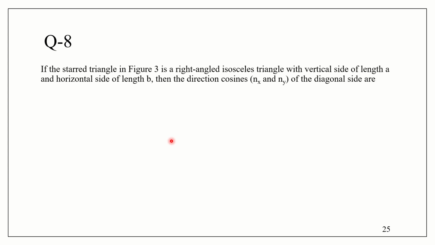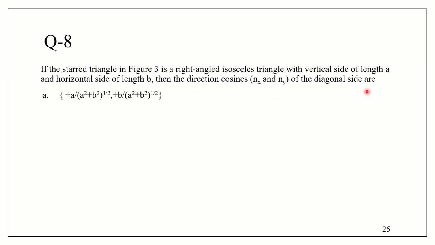Now we'll go to question 8. In question 8 it is asked that if the starred triangle in figure 3 is a right angled isosceles triangle with a vertical side of length A and horizontal side of length B, then what are the direction cosines of the diagonal side.